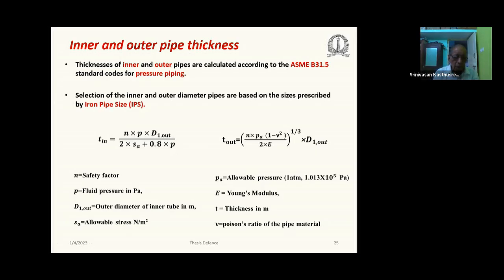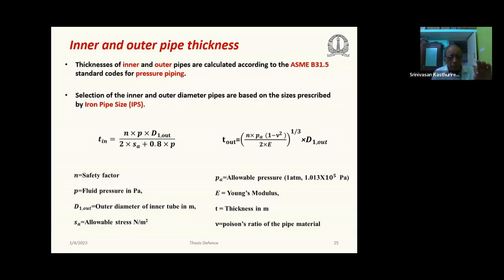D1 represents the inner tube, out is the outer diameter. So D1 out will be the outer diameter of the inner tube, expressed in meters. And SA is the allowable stress, which depends on the material you are choosing. This is exactly the same formula that we have also used in the design of the cryogenic systems. Please remember this. We are using exactly the same formula. This is as far as the inner pipe wall thickness is concerned.